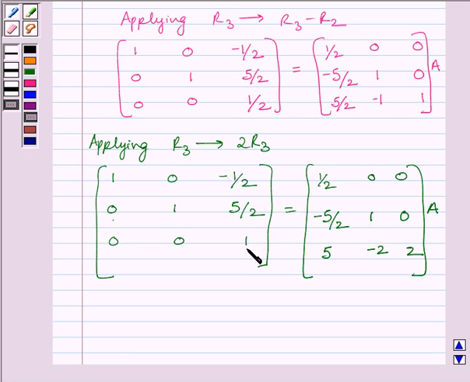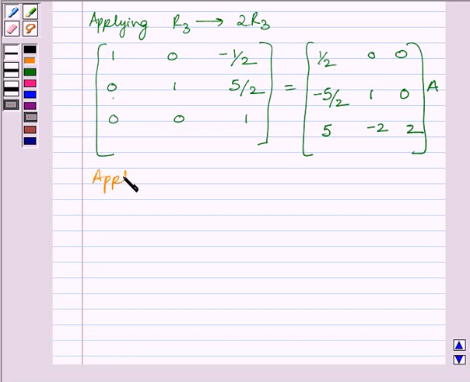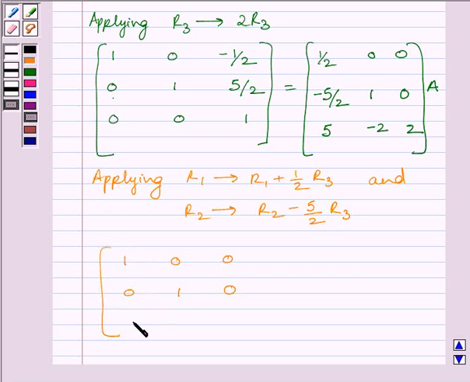Now, to make this element equal to 0, we will apply on R1 row operation R1 plus 1 upon 2 R3, and to make this element equal to 0, we will apply on R2 row operation R2 minus 5 upon 2 R3. So, applying these operations, we get [1, 0, 0; 0, 1, 0; 0, 0, 1] is equal to matrix [3, -1, 1; -15, 6, -5; 5, -2, 2] multiplied by A.